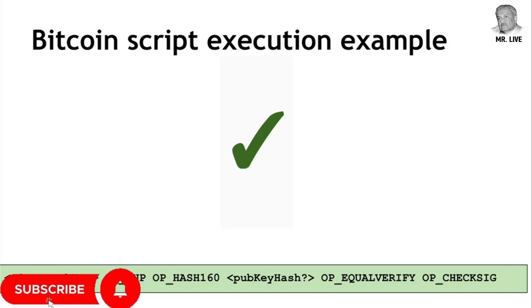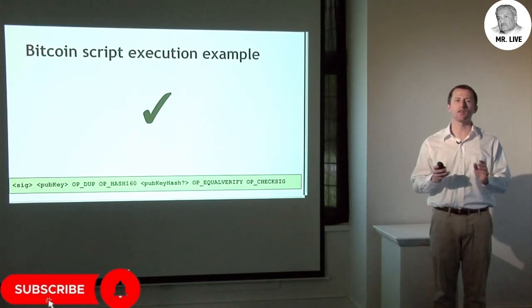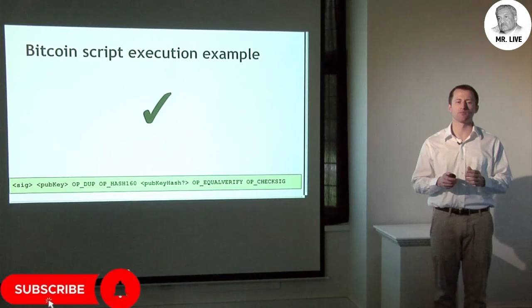So every Bitcoin script can only produce two outcomes. It can either execute successfully with no errors, in which case the transaction is valid. If there's any error while the script is executing, the whole transaction will be invalid and shouldn't be accepted into the blockchain.